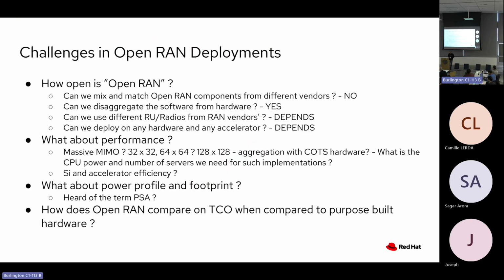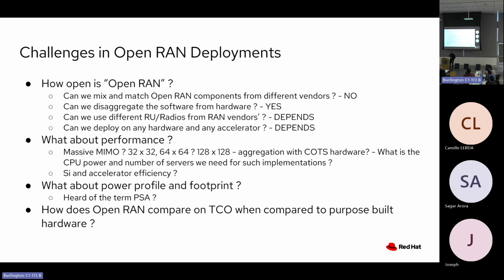So what are some of the challenges of Open RAN deployments? First question we have to ask today is how open is Open RAN today? This is why I was saying a lot of people confuse Cloud RAN, vRAN as Open RAN, and it's not necessarily open. Can we mix and match different Open RAN components with each other? The answer is no. Can we disaggregate the hardware from software and then create a level of optionality so that you're actually not prepackaging things? The answer is yes, we can do that.